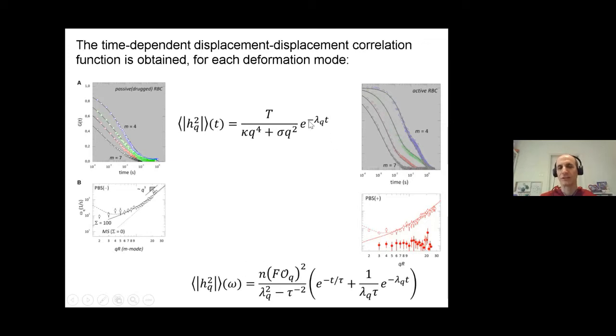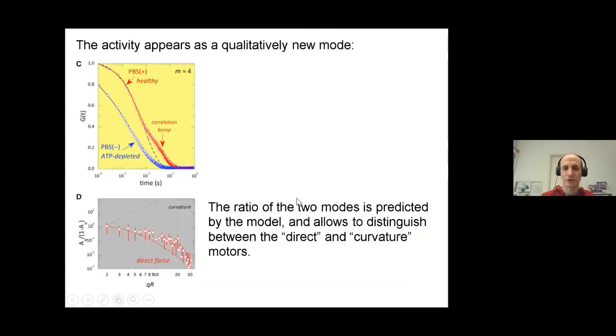And from this expression and the thermal expression, we could actually calculate the ratio between the amplitudes of these two modes. And the calculated ratio is given by the red line, and the experimental data is given by the dots. And furthermore, we could also use that calculation to completely throw away the curvature type of local active forces, which only locally bend the membrane, because that predicts a completely different dependence of this ratio between the two modes, the thermal mode and this active mode, as a function of the wave vector.